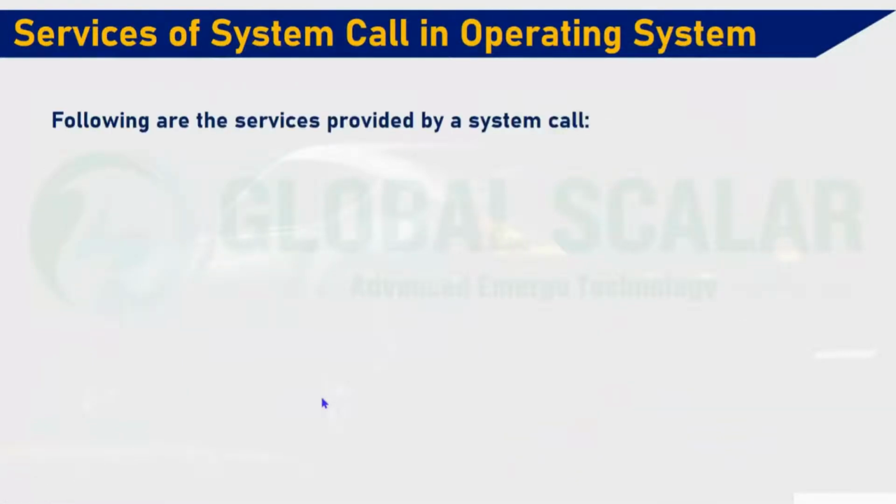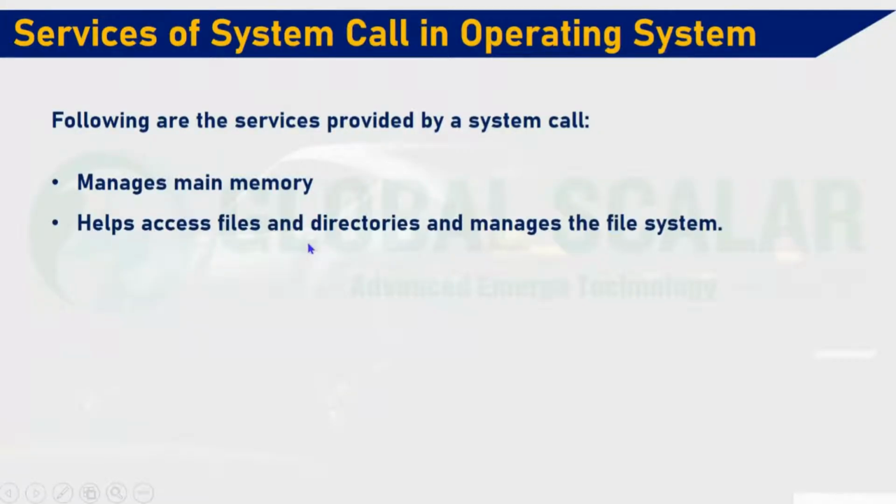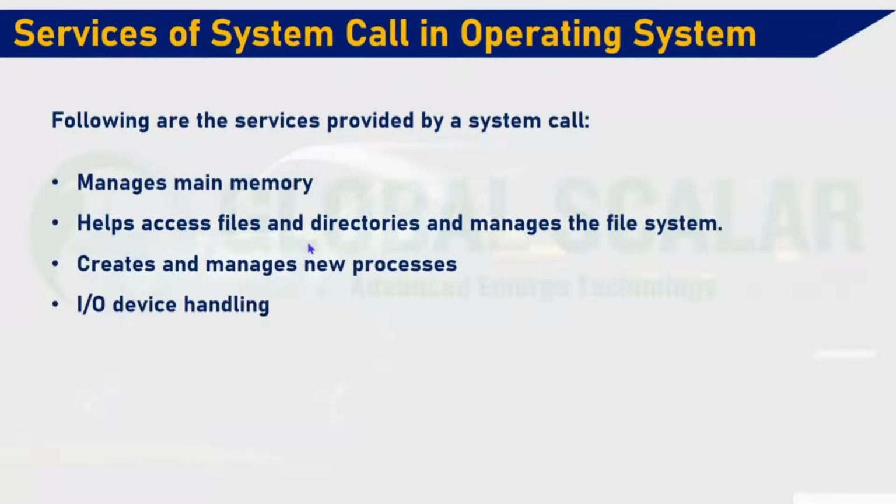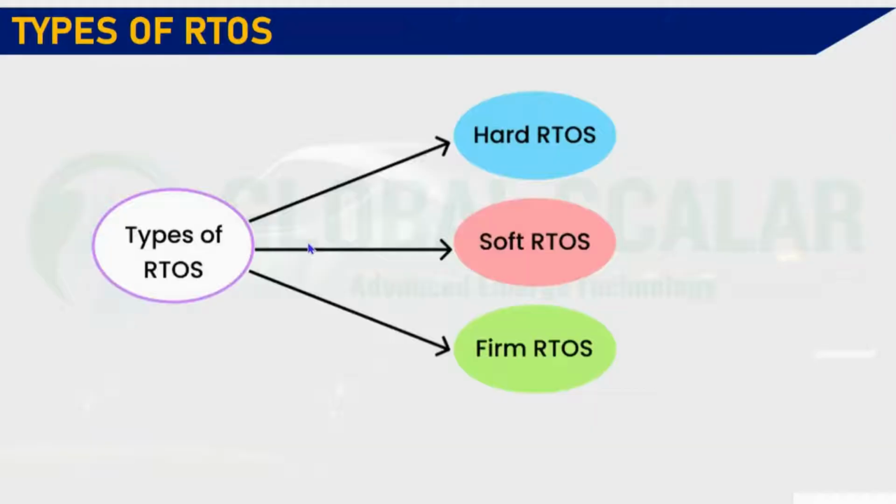And what are the services of a system call in an operating system? Following are the services provided by the system call: it will maintain the main memory. It helps to access the files and directories, and it will manage the file system. It will create and manage new processes, and it will maintain the IO devices handling. It provides system call protections. So what are the types of RTOS? We have hard RTOS, soft RTOS and firm RTOS.